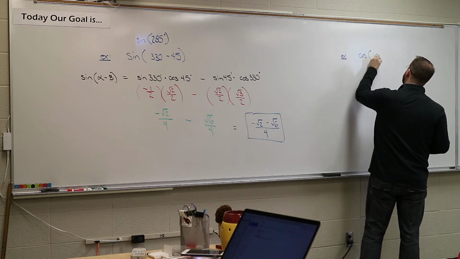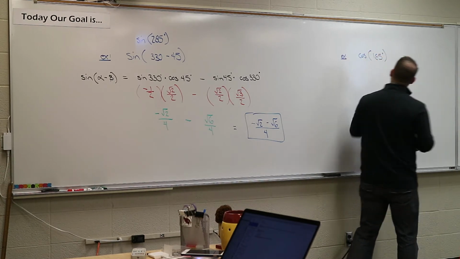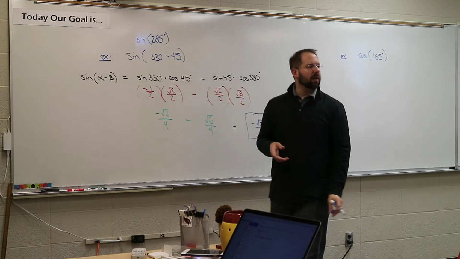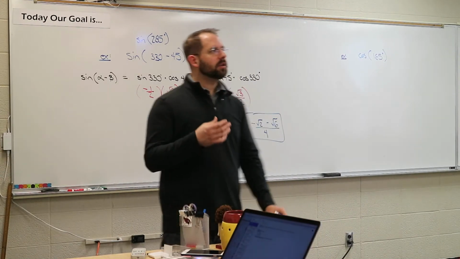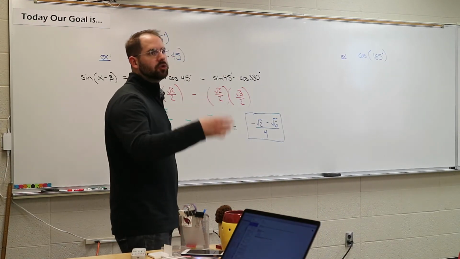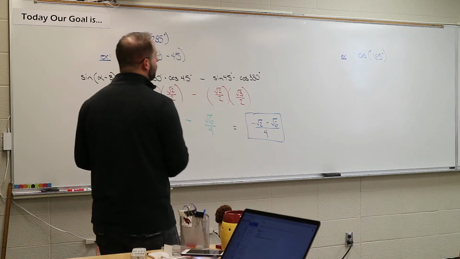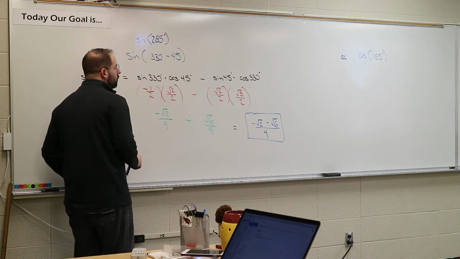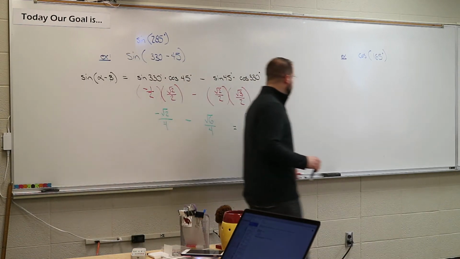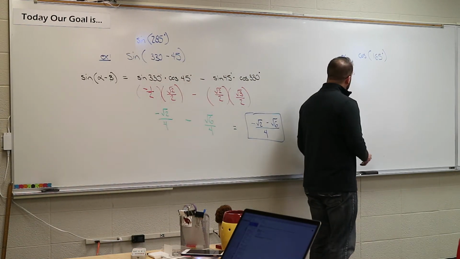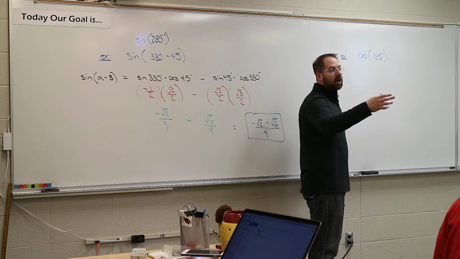Cosine 165. Okay, a couple different ways we can do this problem. I'm going to try to give you an example of using the subtraction formula for cosine. So hopefully this makes sense to you. So cosine 165. I need to figure out numbers that subtract because we need that.